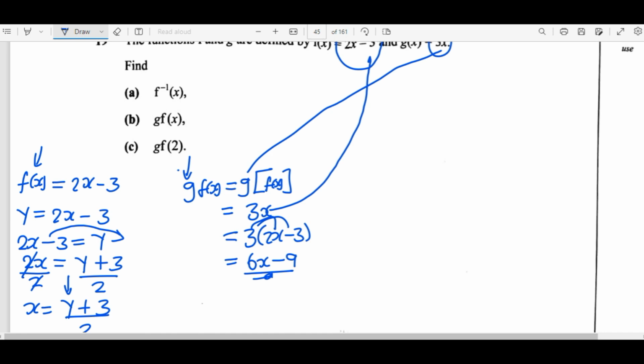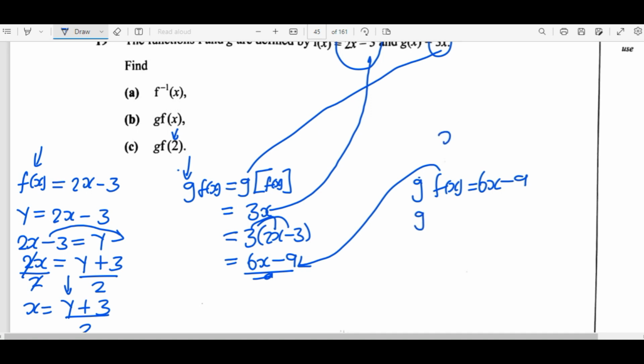Then gf of 2. So let's say we ignore the 2, we assume we have an x here. So gf of x is equal to. Do you see that this expression we've already done it? So this means that the composite function that you formed is the one that you are going to use now to find the actual numerical value. So the expression is equal to 6x minus 9.